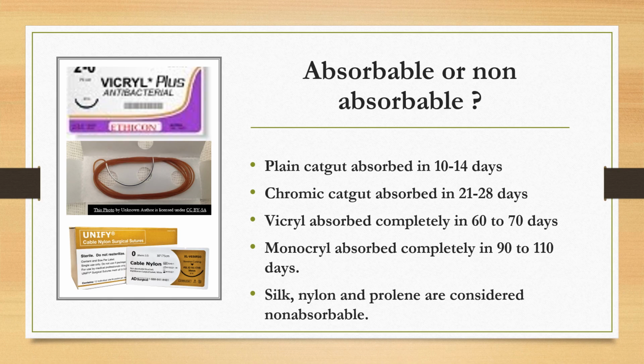Nylon, for example, and Prolene are monofilament sutures. They are non-absorbable. They are used, for example, to suture the nerves together or to suture the tendons. Okay? And also to suture the fascia.